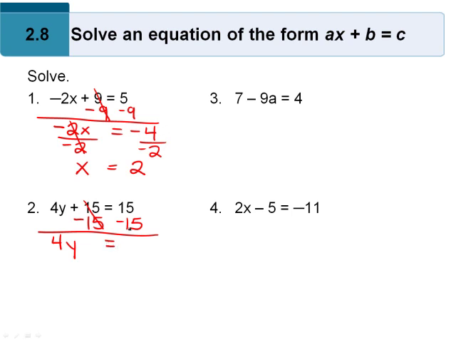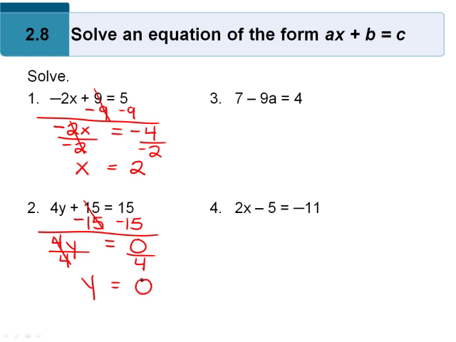Equals, and this is where you have to be careful, 15 minus 15 is 0. You have to write that 0 because otherwise you don't have another side to your equation, and you have to have two sides to your equation at all times. So that's the whole idea there. Now we still need to get rid of the 4, so since that's multiplication between the 4 and the y, we're going to divide by 4 on both sides, and y is going to equal 0.